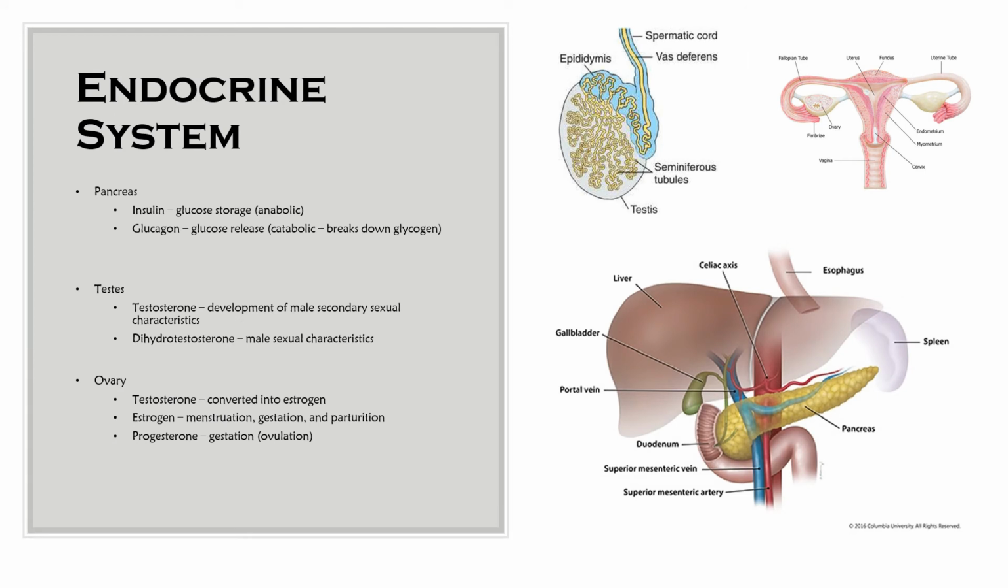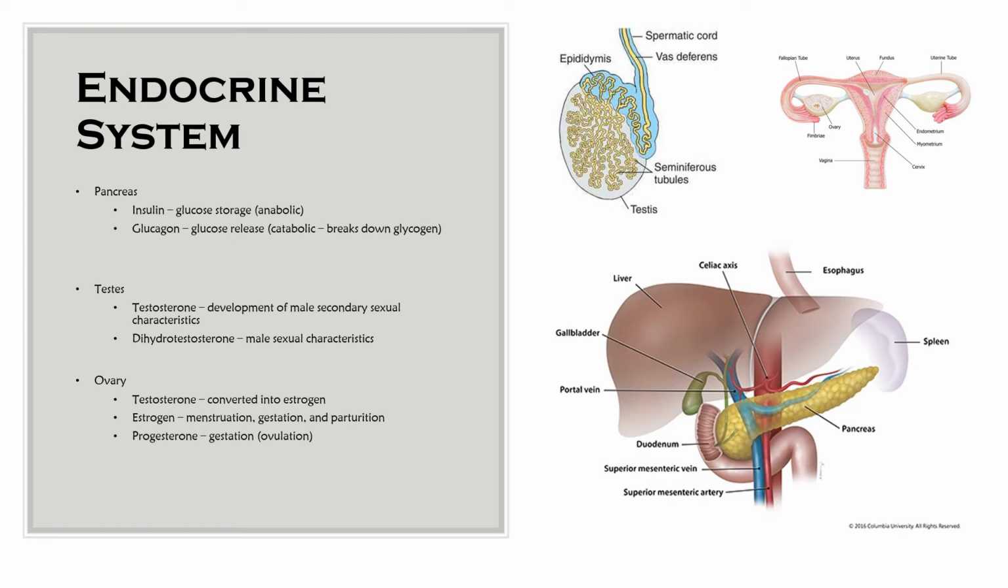Some other glands and hormones would be the pancreas, right? The pancreas is involved in glucose storage. It produces insulin, which is anabolic, and so that acts on glucose in the liver to store glucose in the form of glycogen. Glucagon acts on glycogen to break it down, so it's catabolic. It breaks glycogen down into glucose, and then glucose gets released into the bloodstream.